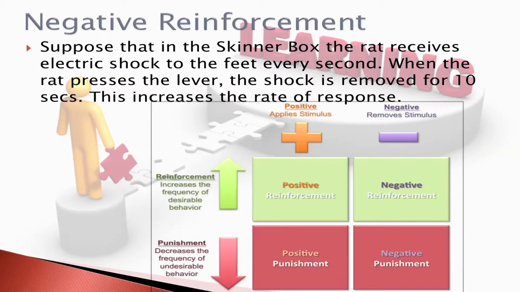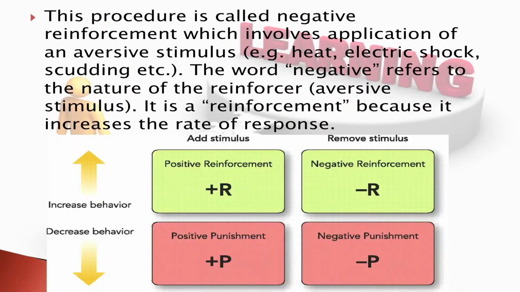Negative reinforcement. Another quite different way of increasing the rate of response is through negative reinforcement. Suppose that in this Skinner box the rat receives an electric shock to the feet every second. When the rat presses the lever, the shock is stopped for 10 seconds. This increases the rate of response. This procedure is called negative reinforcement, which involves removal of an aversive stimulus, for example heat, electric shock, scolding, etc.